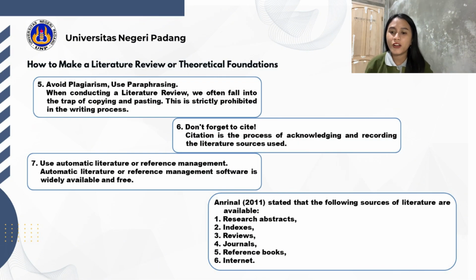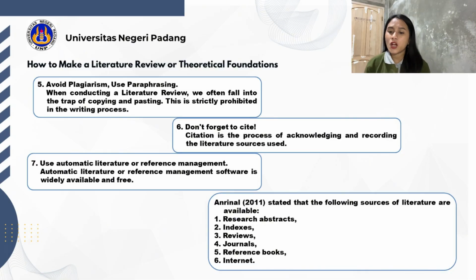5. Avoid plagiarism. Use paraphrasing. When conducting a literature review, we often fall into the trap of copying and pasting. This is strictly prohibited in the reading process. 6. Don't forget to cite. Citation is the process of acknowledging and recording the literature source used.